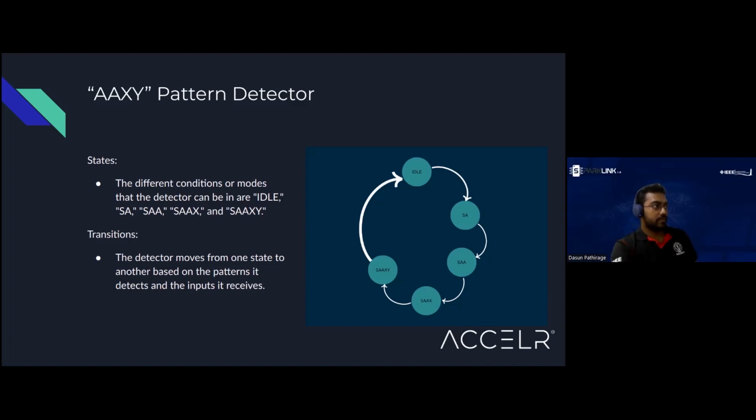So that's this very simple example of the state machine. Here we are using characters. Otherwise, you can detect bit patterns also, 0, 1, 0, 1, 1, 1, like that. The bit pattern detector also you can write using the same logic. So here I'm focusing on the AAXY pattern.